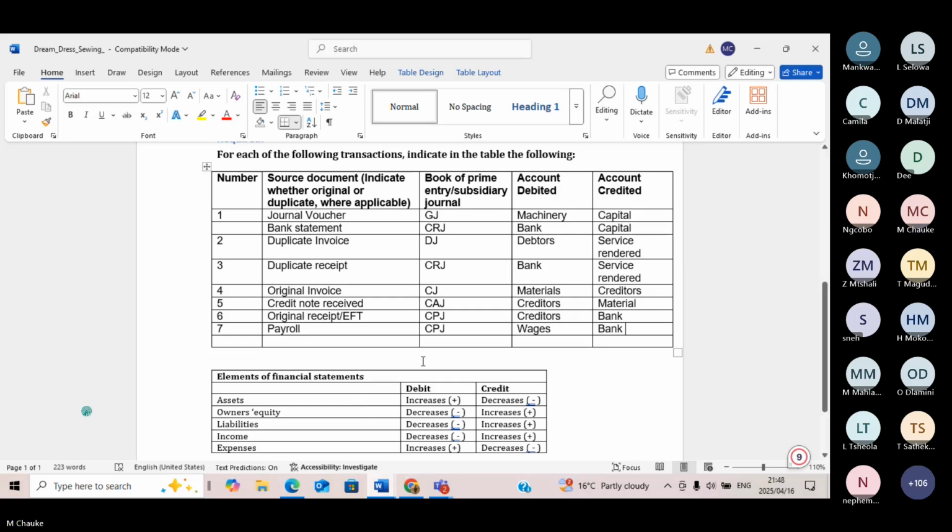Yes, ma'am. Can I ask, when it comes to EFT payments, we do not have to say original or duplicate? No. For EFT, just write EFT. Okay, thank you. Just say EFT, and EFT applies where you are making payments. Are you with me? When you receive money, don't even bother saying EFT, please. Are you with me?